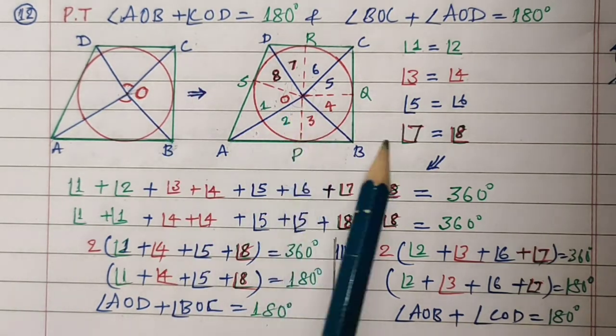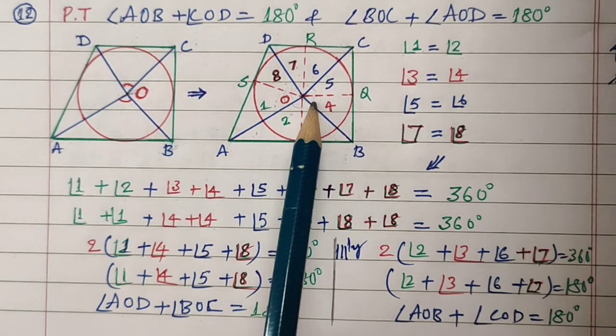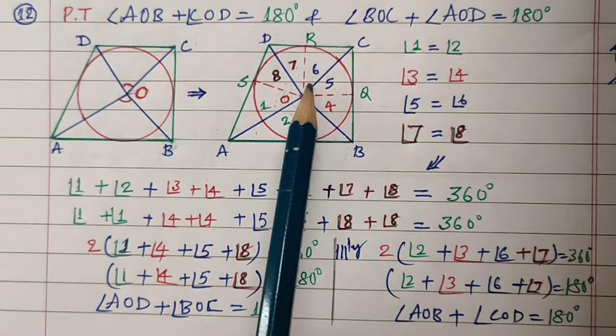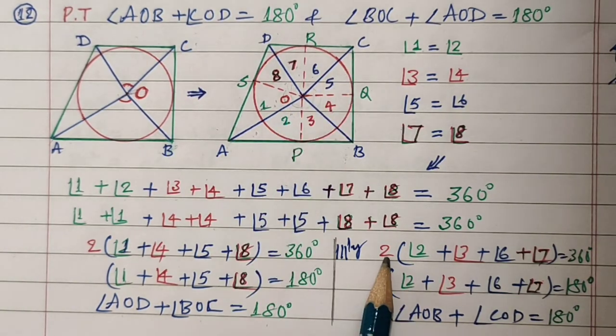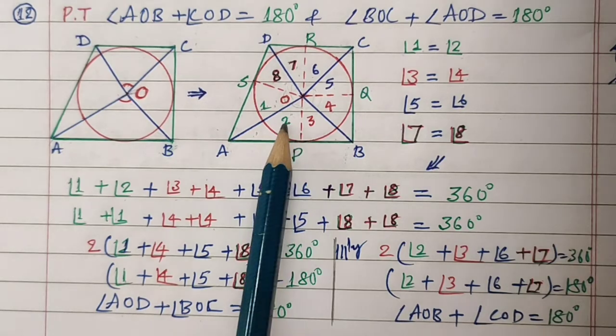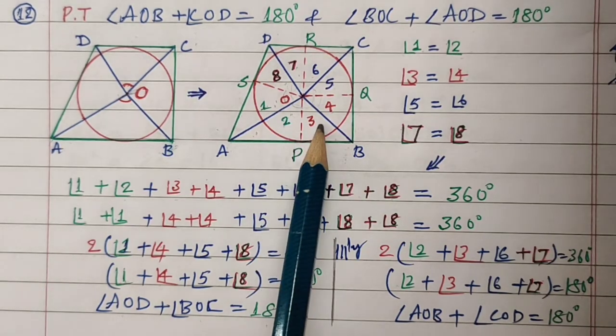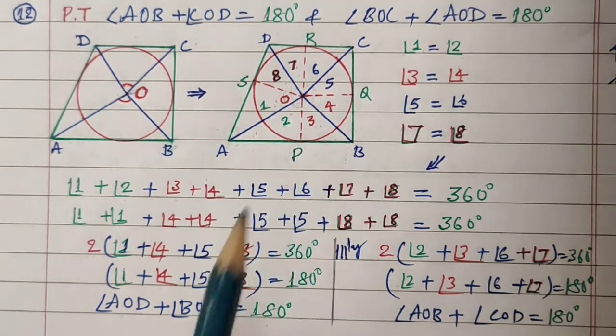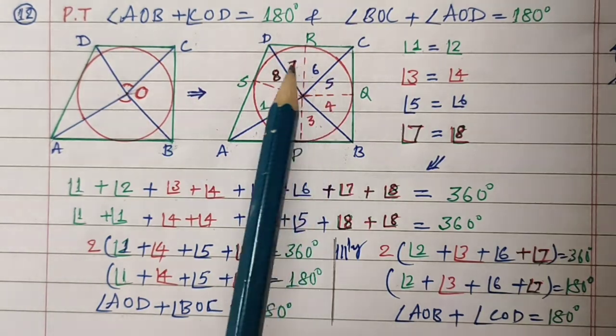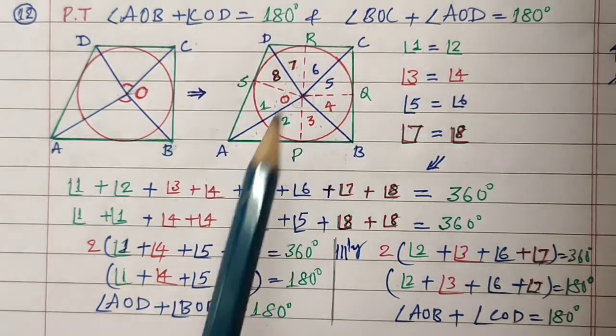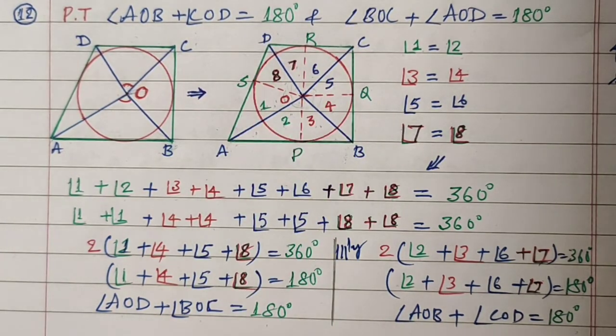Similarly, in the other part, we can take this plus this, which is equal to 180. We have taken similarly 2 times (2 plus 3 plus 6 plus 7) is equal to 360, or angle 2 plus angle 3 plus angle 6 plus angle 7 is equal to 180 degrees. Angle 2 plus 3 is AOB, 7 plus 6 is COD, and the sum is equal to 180 degrees.